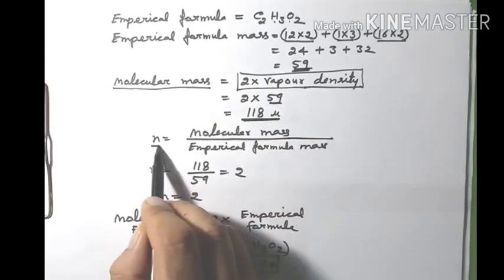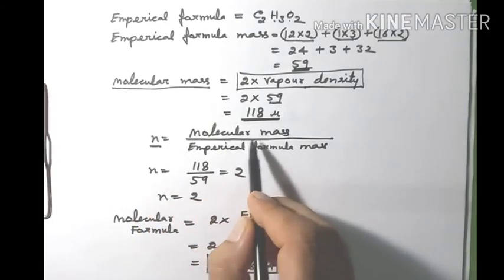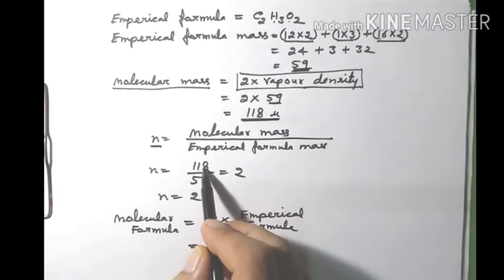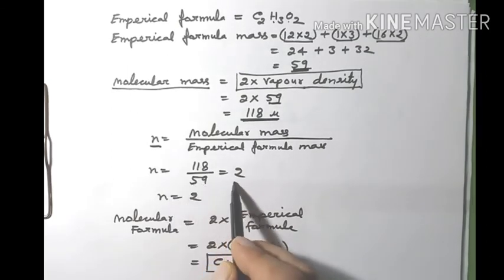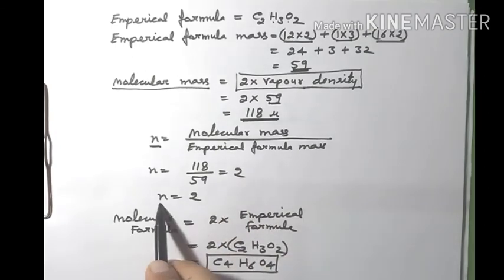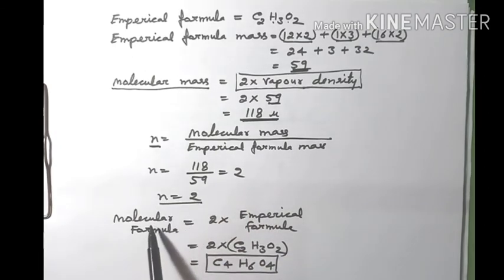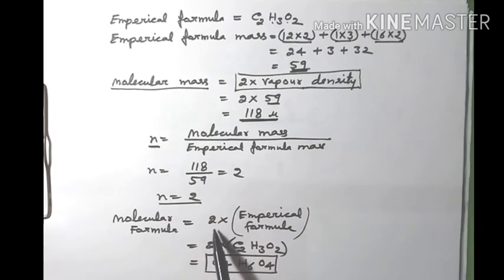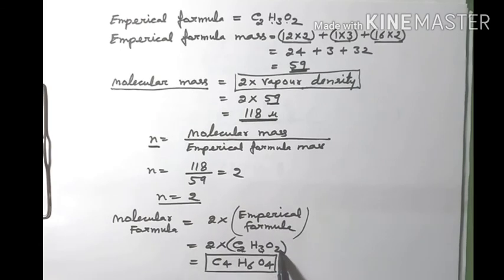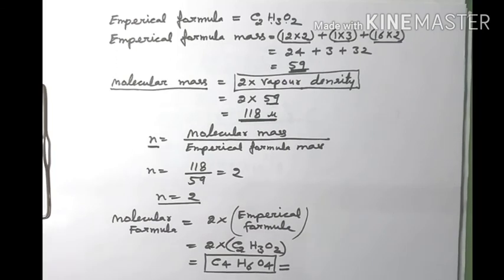Now we calculate the value of n, and this is the molecular mass upon empirical formula mass. Molecular mass is 118, empirical formula mass is 59. The value of n we get 2. So n is equal to 2. Now finally we calculate the molecular formula. So molecular formula is equal to n into empirical formula, and this 2 we write as it is. Empirical formula is C2H3O2, and when we multiply we get C4H6O4, and this is the final molecular formula of the compound.